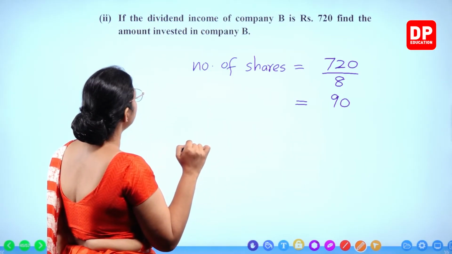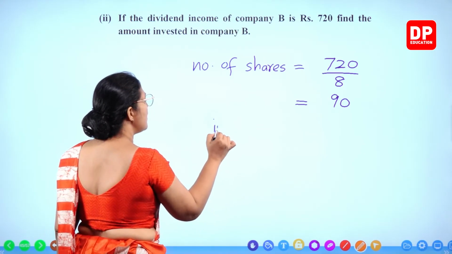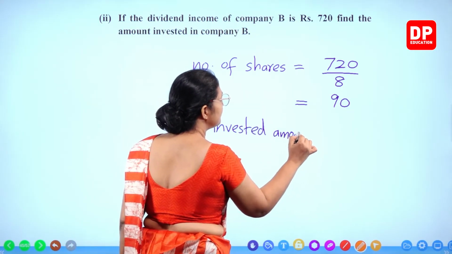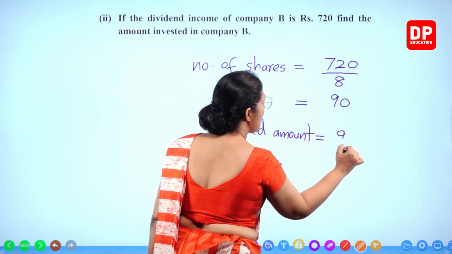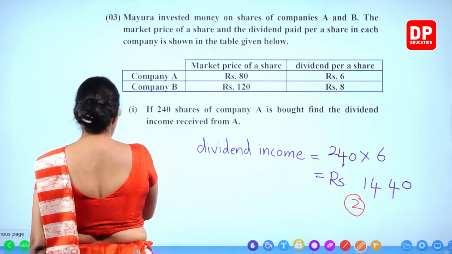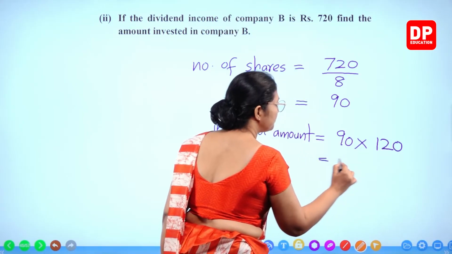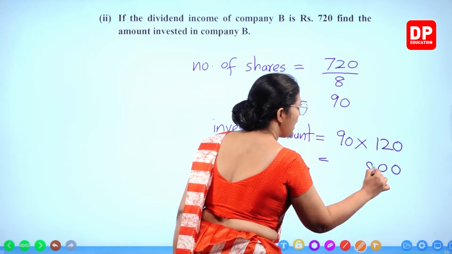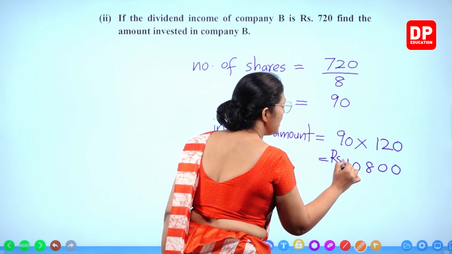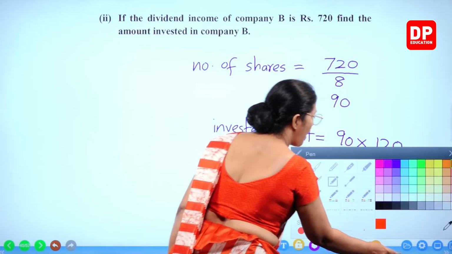Then they are asking, find the amount invested in company B. So the invested amount is 90 shares and the market price is 120 rupees. So you have to multiply by 120. 9 times 2, 18, 9 times 1, 9, plus 1, 10. So 10,800 rupees.